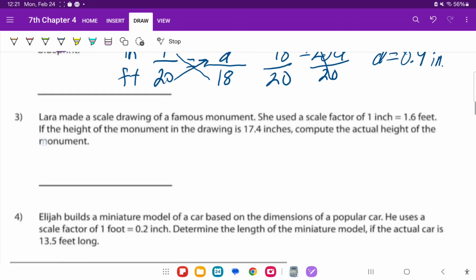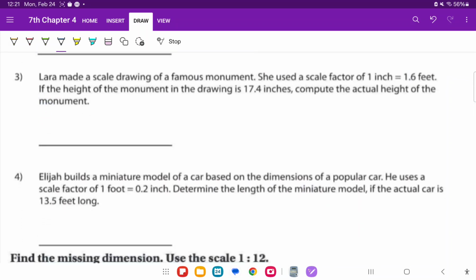All right, so let's look at number 3. Laura made a scale drawing of a famous monument. She used a scale factor of 1 inch equals 1.6 feet. So there's your scale right there. If the height of the monument in the drawing is 17.4 inches, compute the actual height. Again, we're going to put inches over feet. So we have 1 inch over 1.6 feet, and our scale drawing is 17.4 inches, so that would go on top. So we're going to cross multiply.